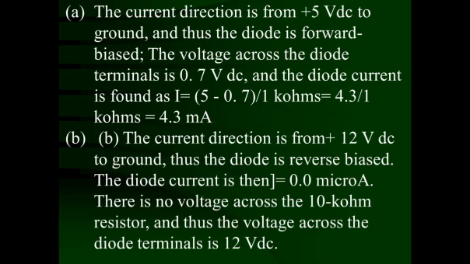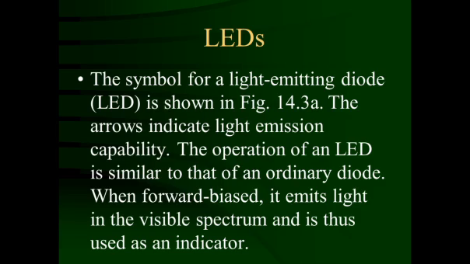The current direction is from plus 12 volt DC to the ground. Thus the diode is reverse biased. The diode current is then 0.0 microamperes or milliamperes. There is no voltage drop across the 10 kilo ohms resistance, and thus the voltage across the diode terminal is plus 12 volt.